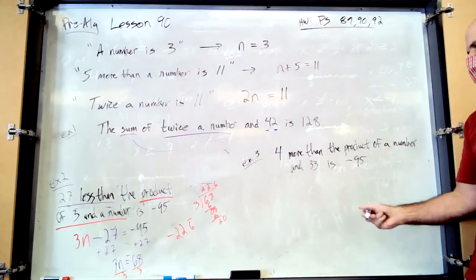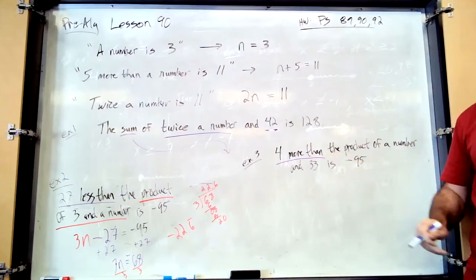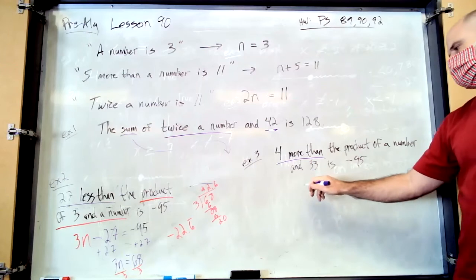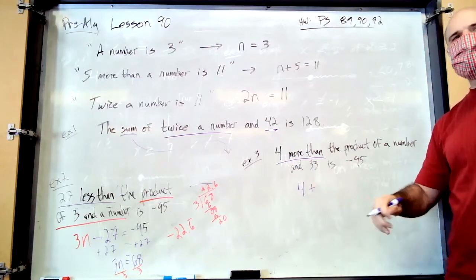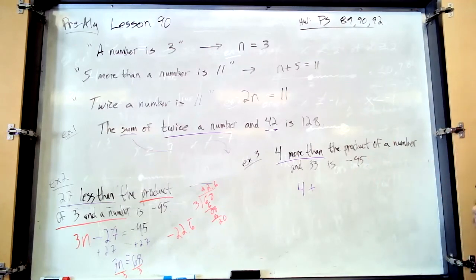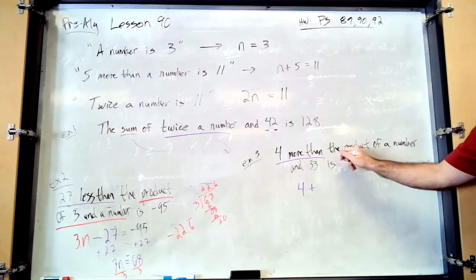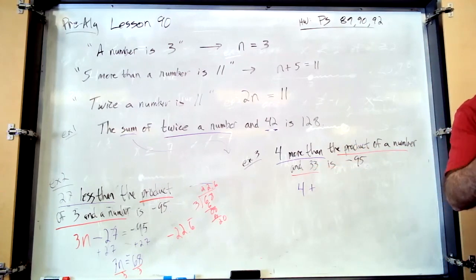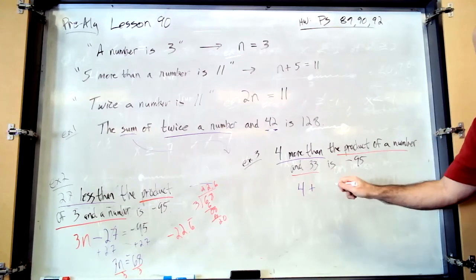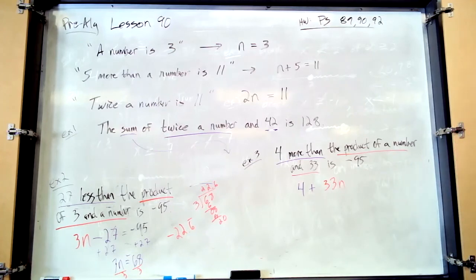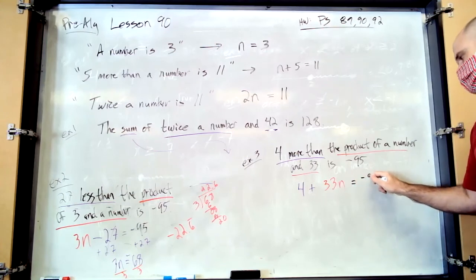How do you say 4 more than? Plus 4. Yep, so something plus 4, or since it's addition, it doesn't matter if it's reversed or not. So you can just say 4 plus the product of a number and 33. Remember, the product is multiplying, so a number times 33. What the cool kids are doing is putting the number first, so 33n. Everybody okay with that? And then it is -95.